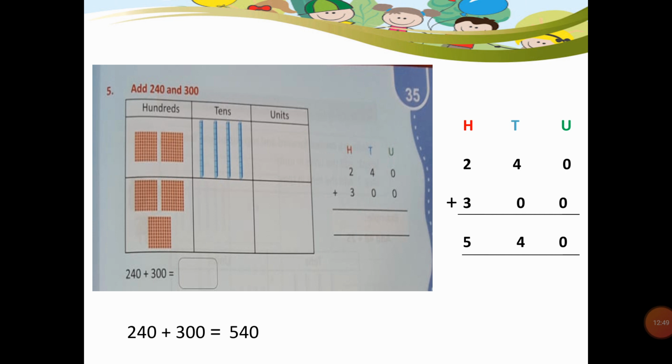In the tens place we have 4 tens and 0 tens, and as I have told you, whenever we add any number with 0, the answer will be the same. So when we add 4 tens with 0 tens, the answer will be 4 tens. Then in the hundreds column we had 200s and 300s. When we add 2 with 3, the answer will be 500. So students, the answer of 240 plus 300 is 540. So you also have to write it down in the small box that is given below.